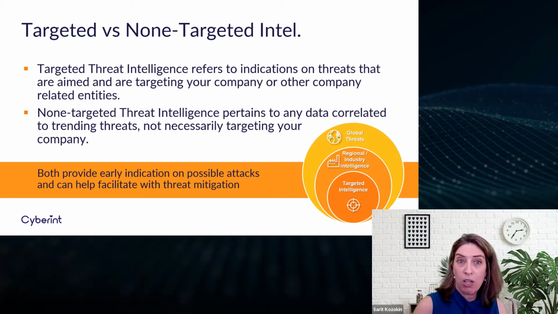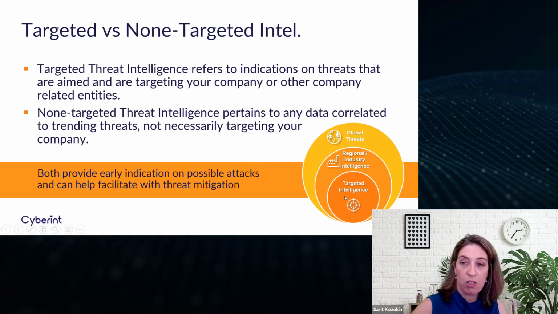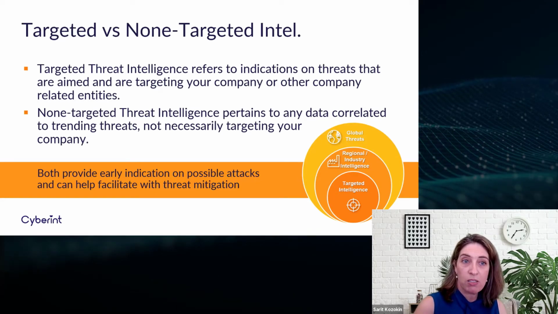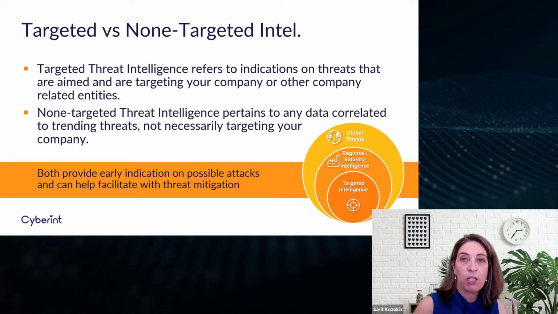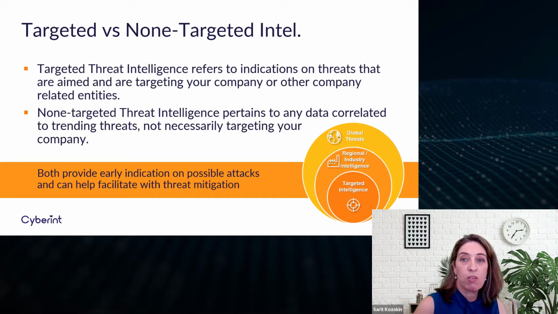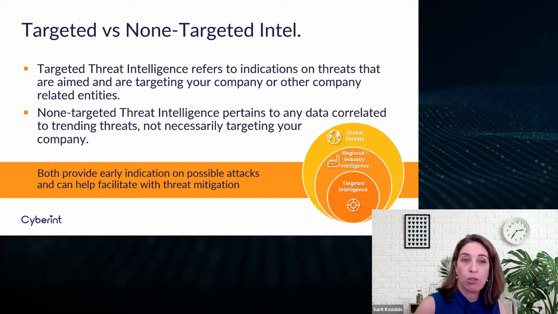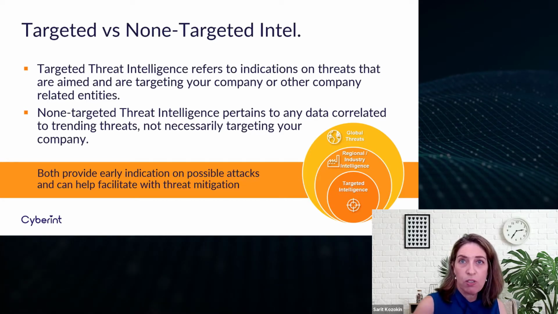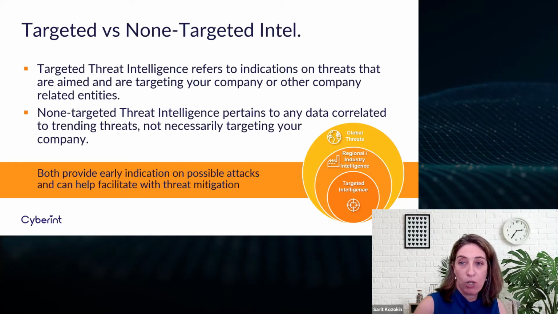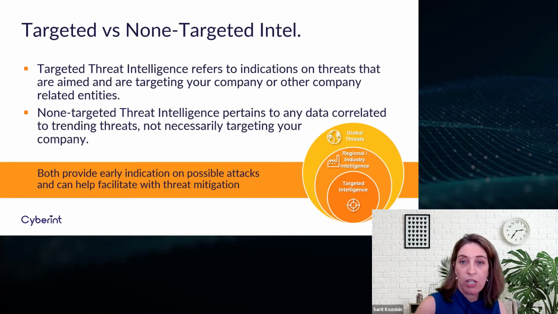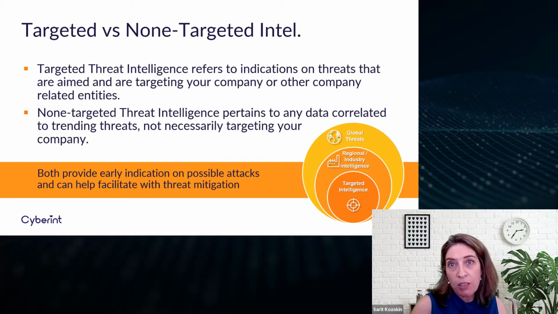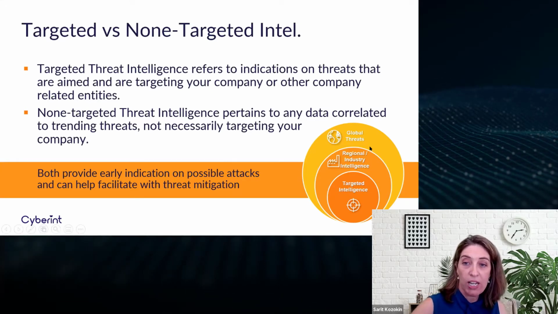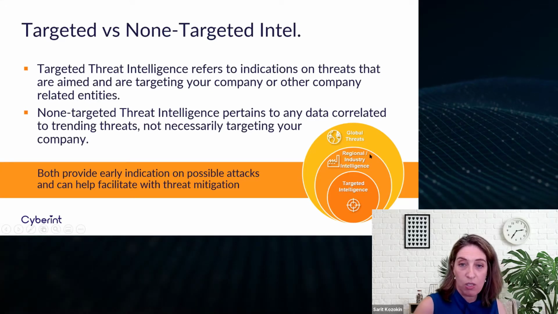So when we talk about targeted threat intelligence, that's this specific area in this chart, we refer to indications on threats that are aimed and are targeting specifically the company at hand. So this is something that relates either to the company or other companies, related entities and assets. When we talk about non-targeted threat intelligence, we mean the threat intelligence that can be trending out there, that can be either targeting the company or not necessarily so. You can see examples of that under global threats and regional industry intelligence.